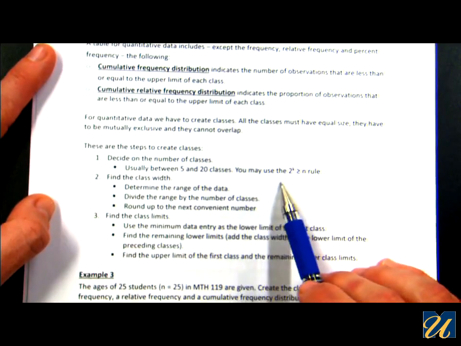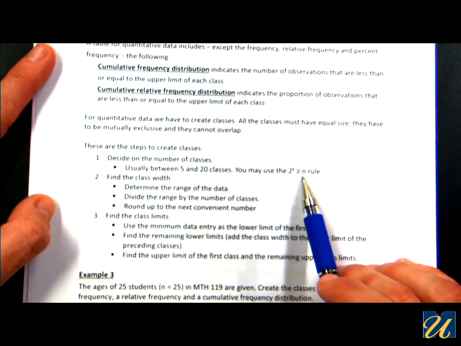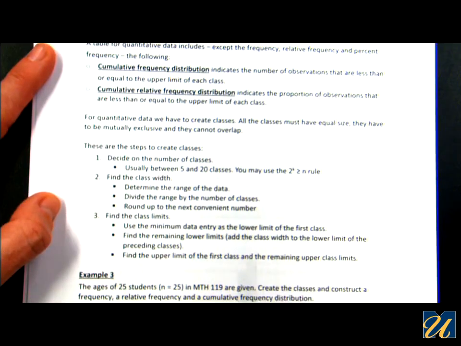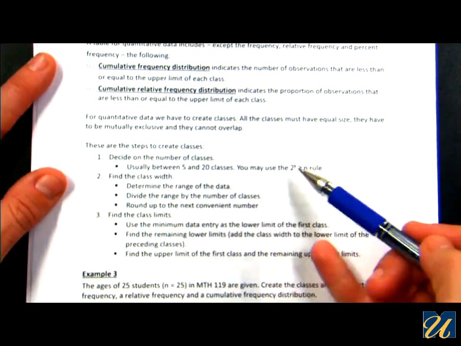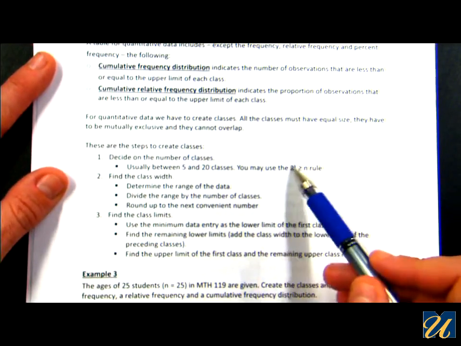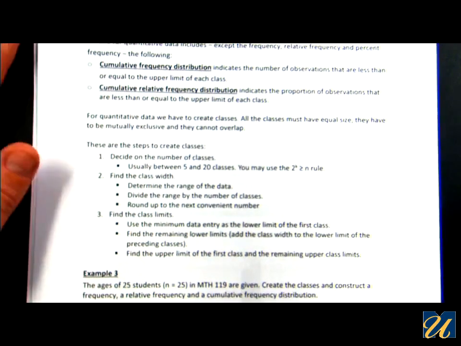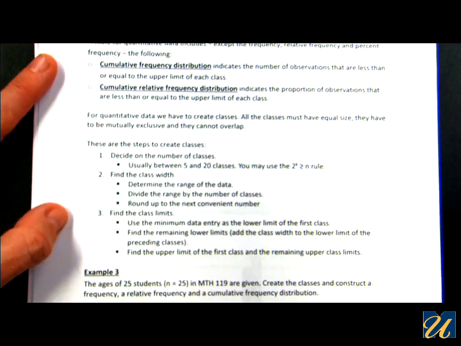You may also use the rule 2 raised to the power of k greater or equal to n, where k will be the number of classes that you will have to use. So it's basically by trial and error. Whenever this part becomes greater than your sample size, then k will indicate the number of intervals that you should use. We find the class width.